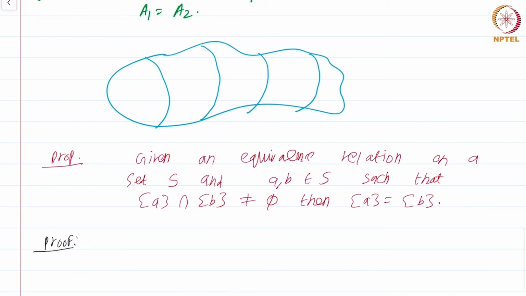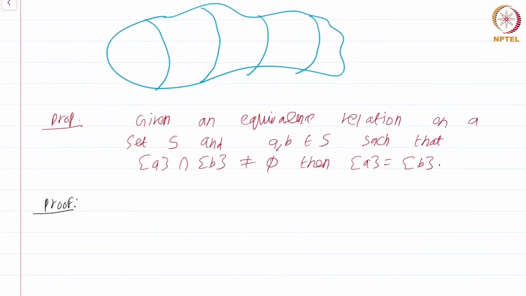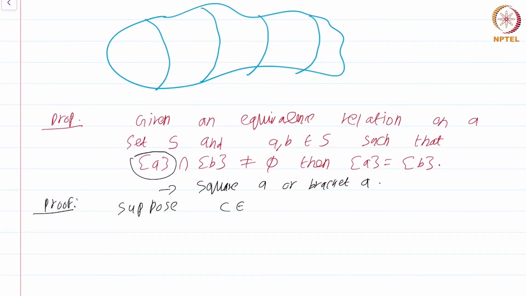So let's see a proof of this. What we do is we have to show that every element of square A is there in square B and every element of square B is there in square A. I will just write the equivalence class as square bracket A. Okay. So suppose C is an element of the equivalence class of A.